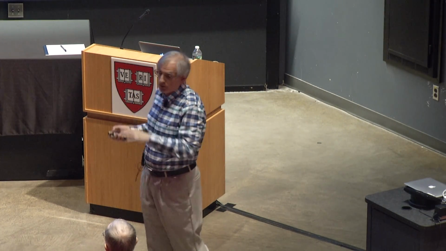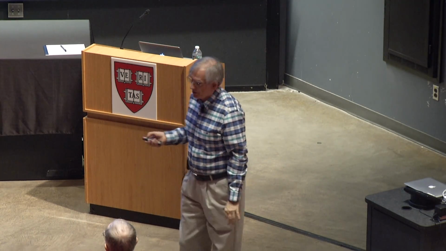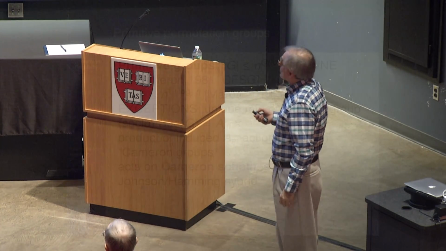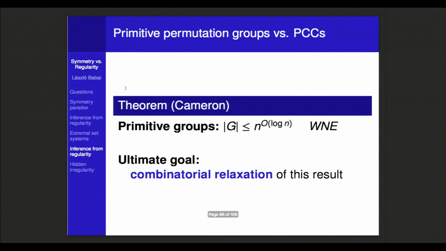The copies can be permuted by any transitive permutation group. Okay, so the ultimate goal is to find a combinatorial relaxation of this result. So we do not assume symmetry, we only assume regularity, and nevertheless conclude that the groups have small order, maybe not this small, but some small. I propose quasi-polynomial as a rather ultimate goal with known exceptions, but the known exceptions are exactly those that Cameron listed, so all the exceptions would be not only regular but symmetrical.